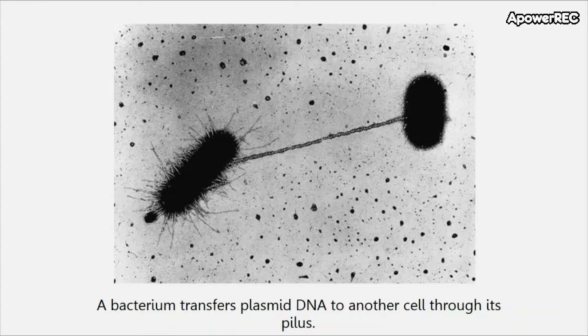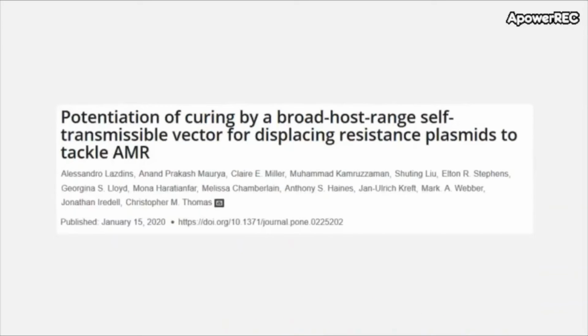In this image right here, we can see a pilus across two bacterial cells. And this is how a bacterium can transfer plasmid DNA from one cell to another. This occurs within a same generation instead of from one generation to the next. And as a result, this is called horizontal gene transfer.